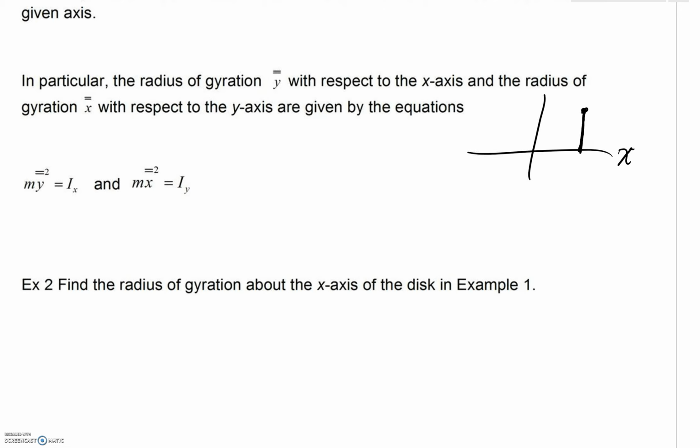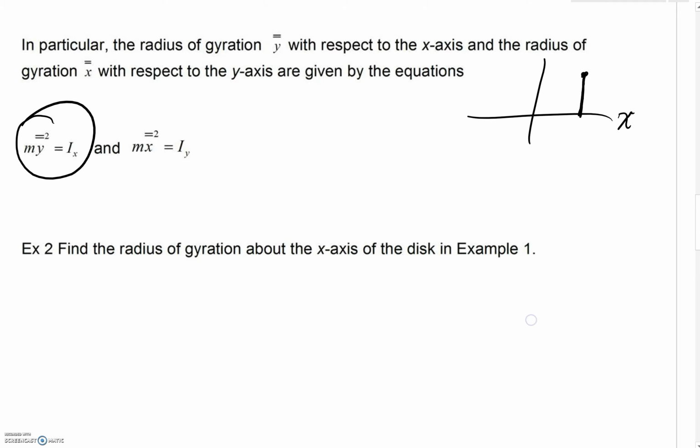Multivariable Calculus 15.5, Day 2. We're finishing up this lesson with example 2. Find the radius of gyration about the x-axis. That would be this thing right here. You're more or less being asked to find y double bar here, and that's being squared.